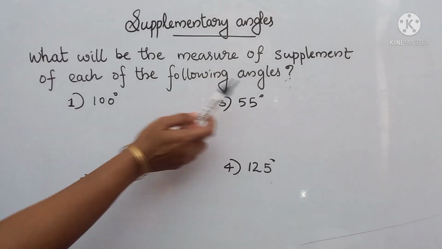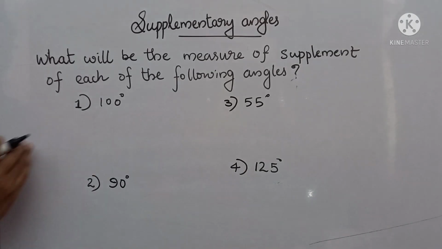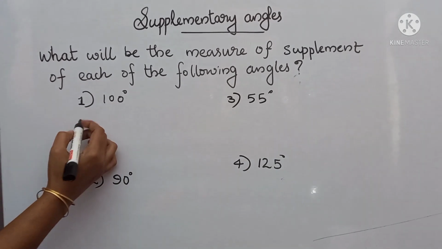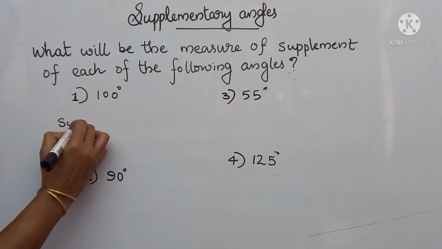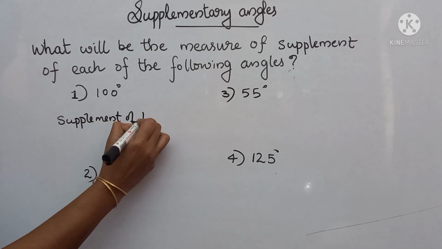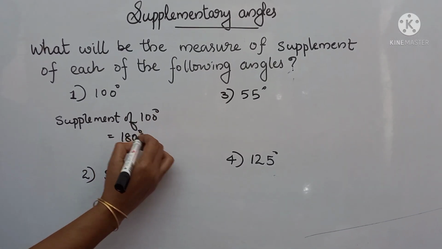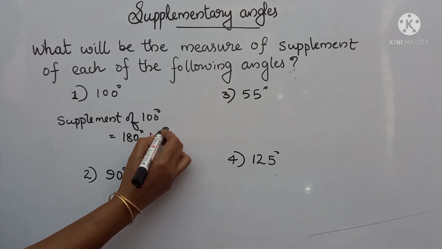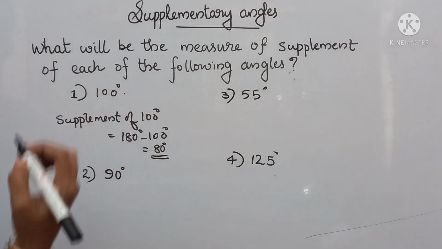What will be the measure of the supplement of each of the following angles? Let us see how we can find the supplement of the given angle. It is very easy. To find the supplement of a 100 degree angle, just subtract it from 180 degree. 180 minus 100 degree is equal to 80 degree. The supplement of 100 degree is 80 degree.